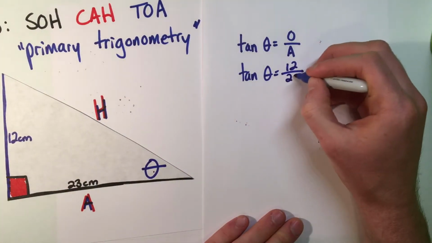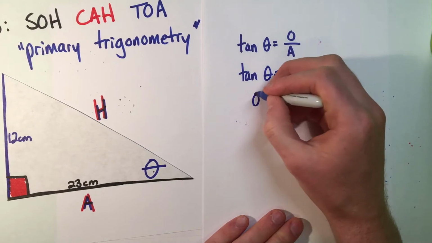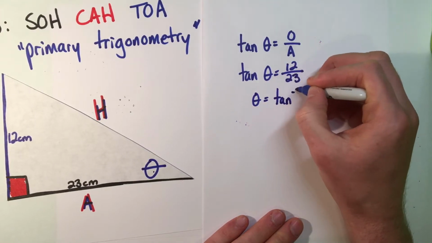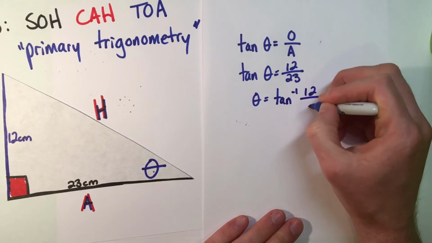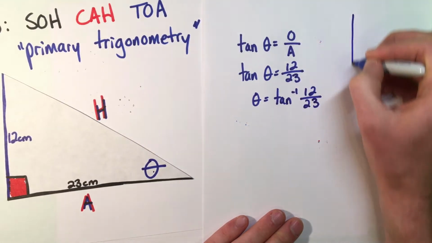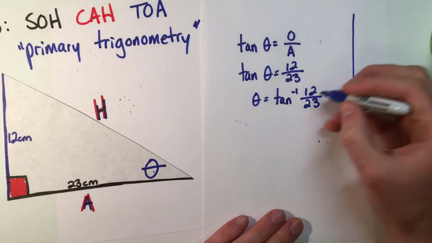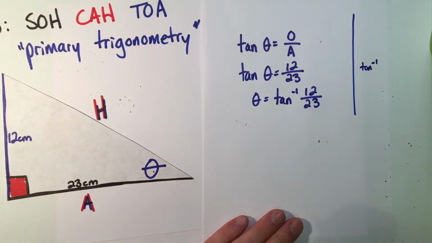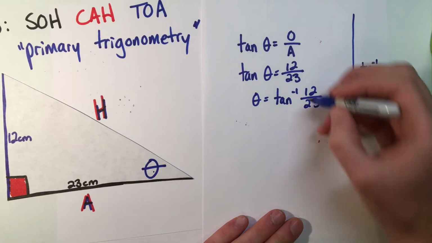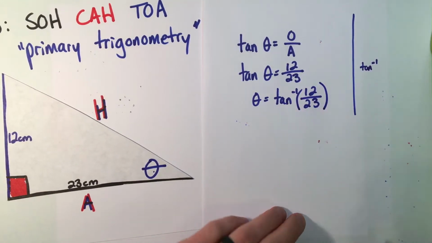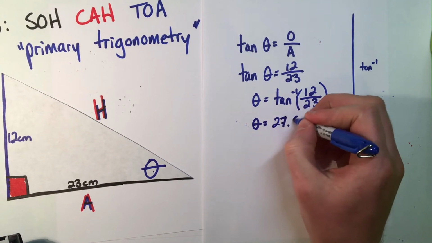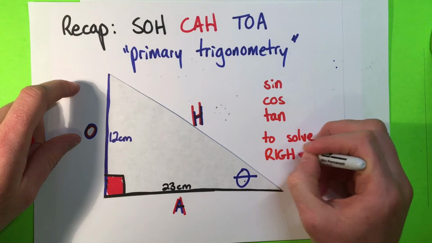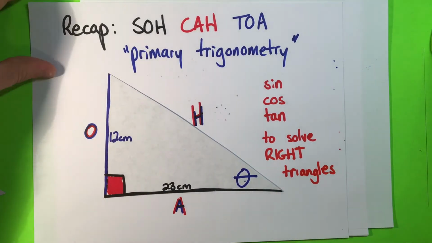But then you've got to solve for theta all by itself. And how you do that is you do the opposite of tan, which is tan inverse, or tan to the negative 1. And you do it to both sides. Doing it to the left side would just get rid of that tan, and doing it to the right side gives you that tan inverse. So then we type it into our calculator and we get 27.6 degrees. You use sine, cos, and tan to solve right triangles, either their angles or their side lengths.